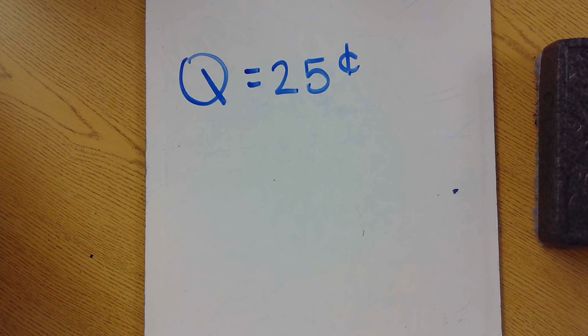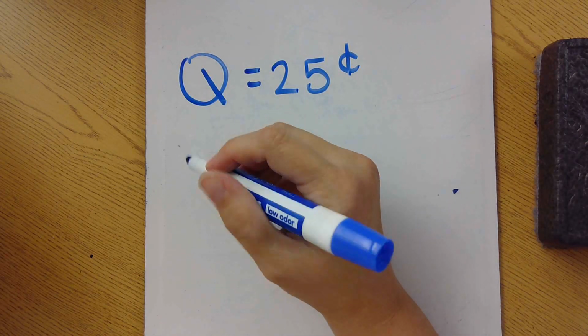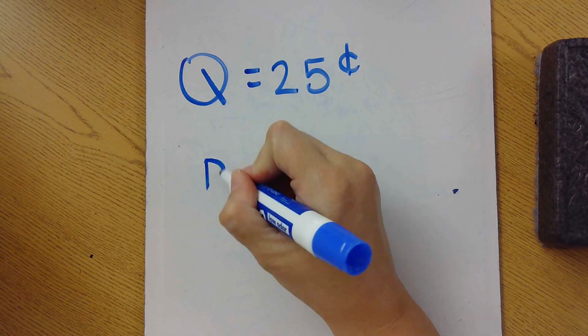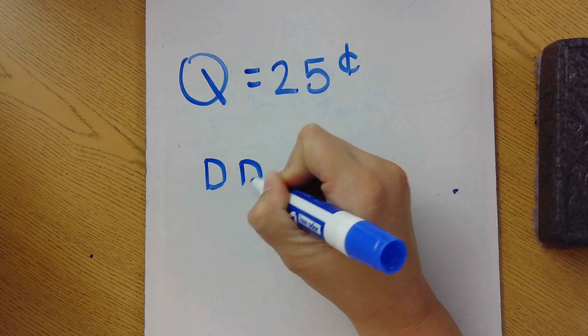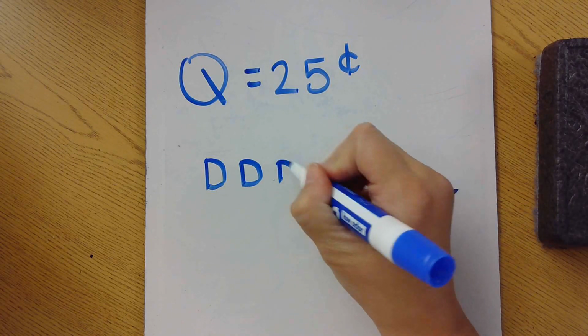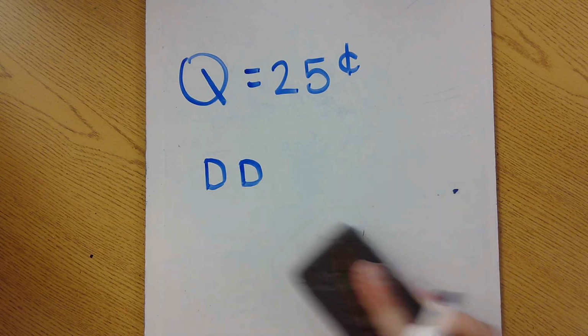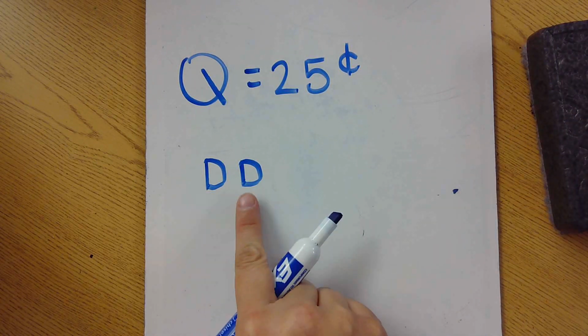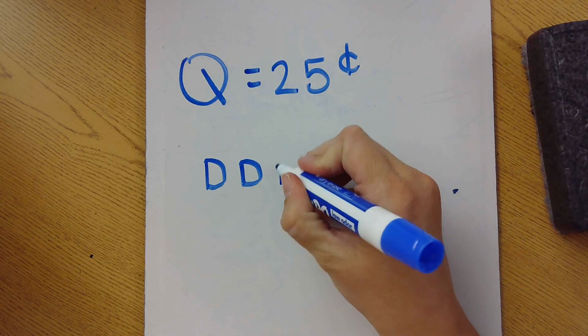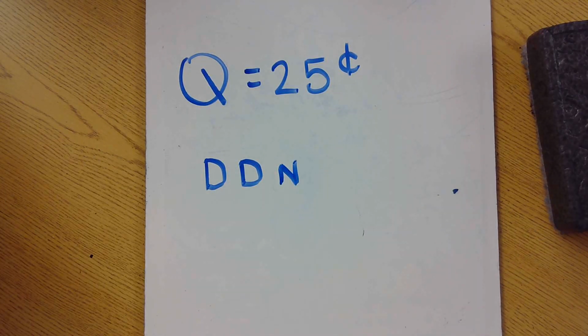What if we combine dimes and nickels? If we combine dimes and nickels, I could have 10, 20, 30? No way, that's too much. This is where I need a nickel. 10, 20, 25. 2 dimes and a nickel equals 25 cents.